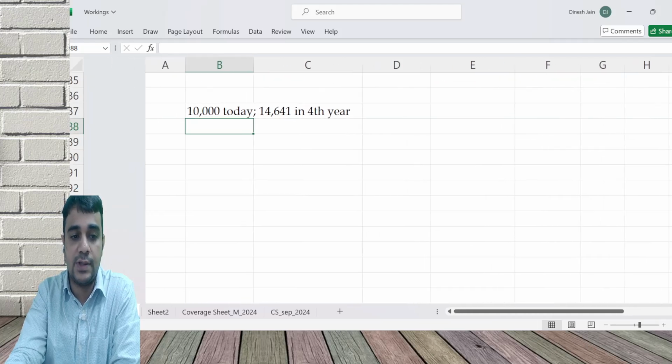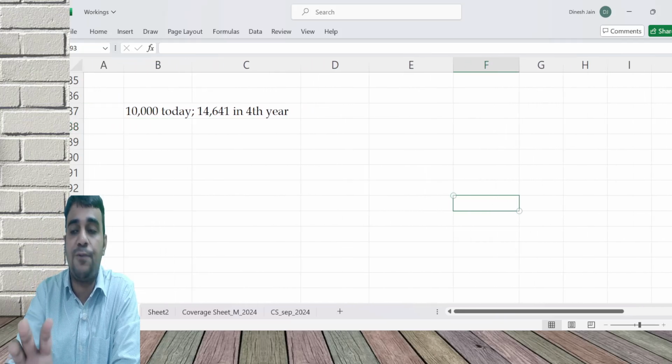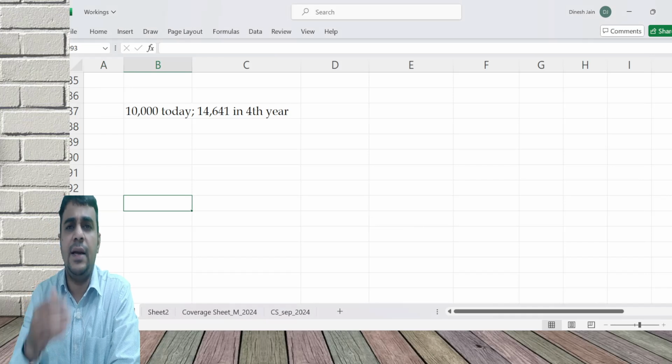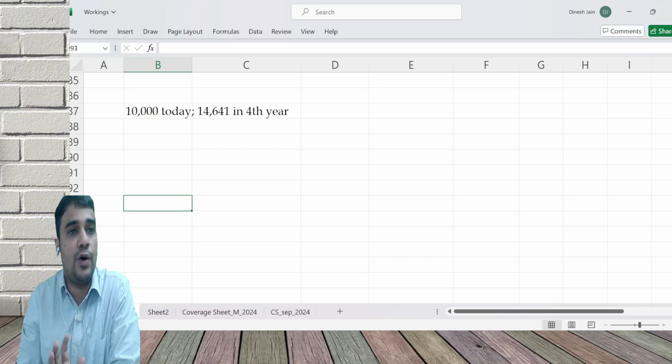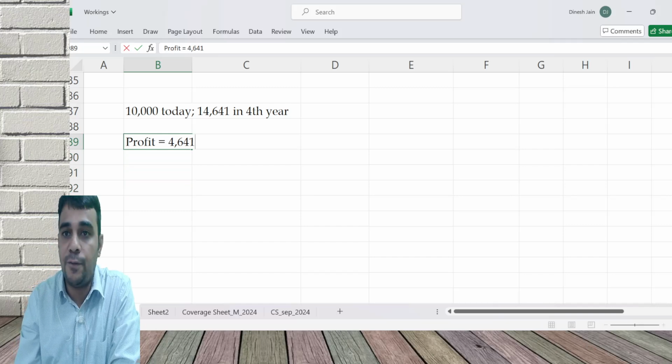Any doubts till this? This is the example, okay? 10,000 today, and you're getting back 14,641 in the fourth year. Now, let's calculate the profit. In your books of accounts, what you would have done is, you invested 10,000. You got back 14,641. Profit for 4 years is how much? 4,641.